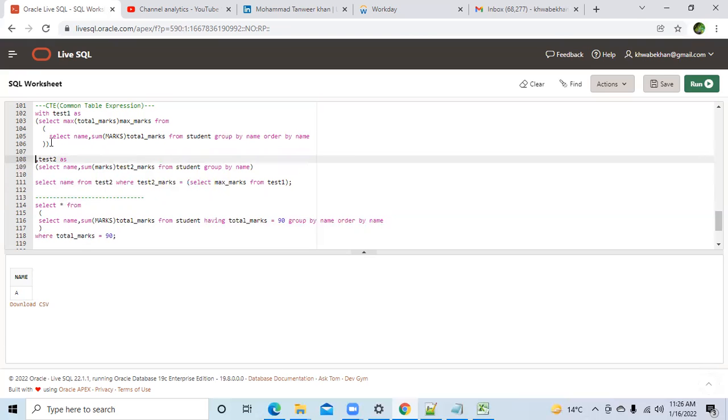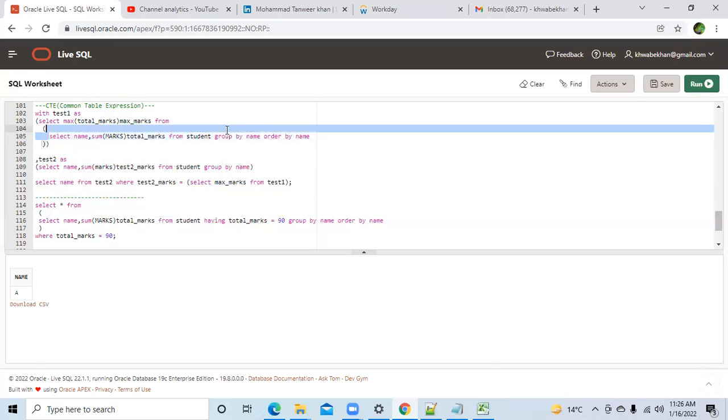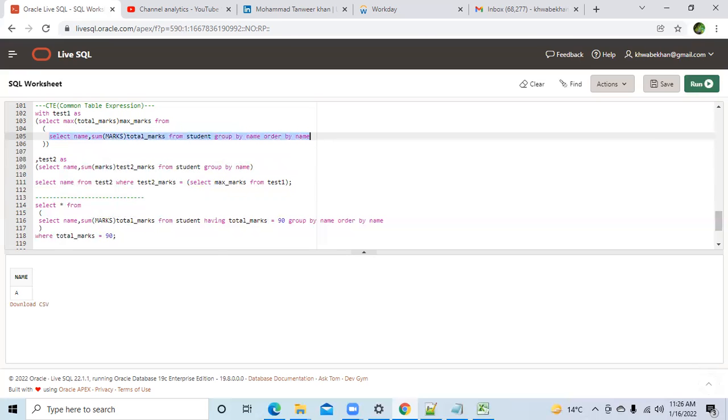Now see, first of all, I'm repeating everything again. First of all, I'm writing this query and I'm executing this. So from this query, what did you get? Total marks per student, right? Student-wise total marks, okay?